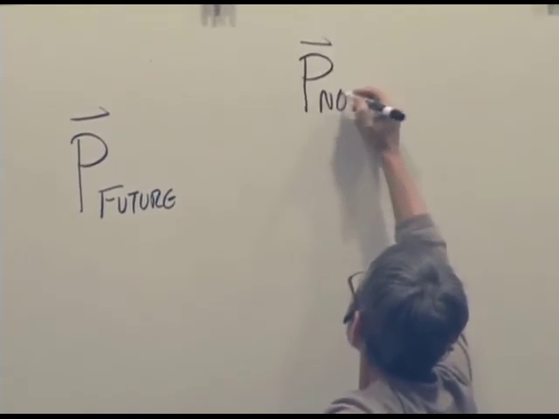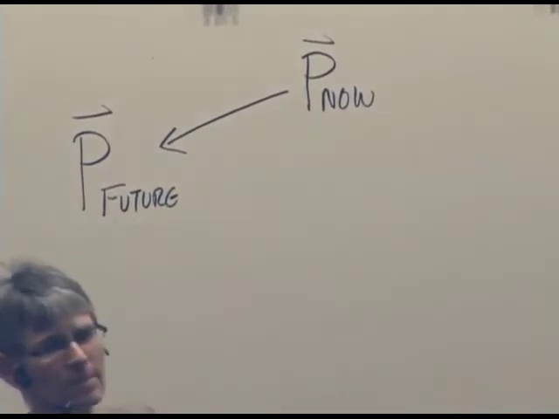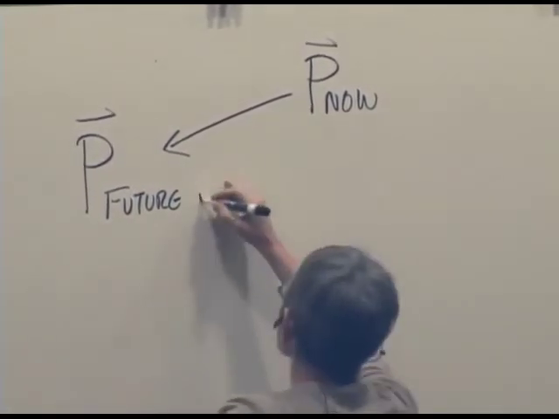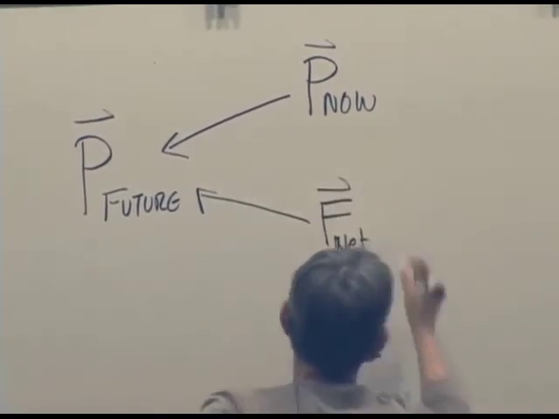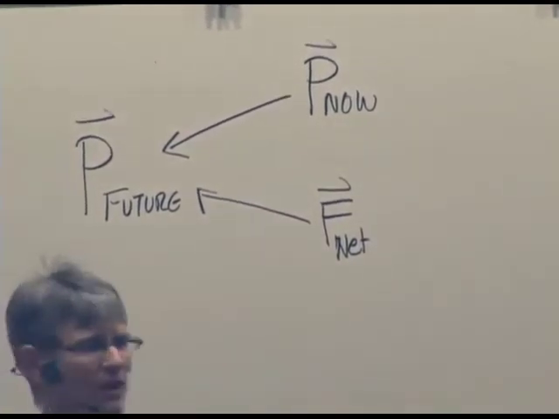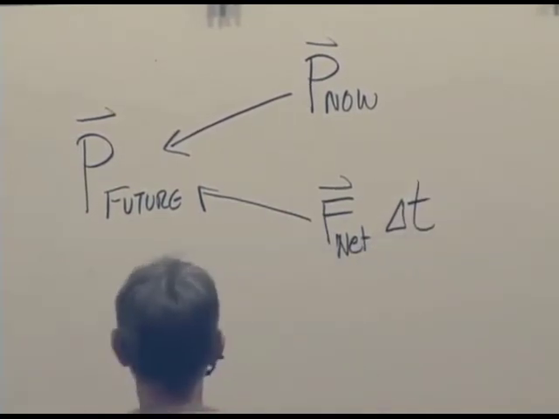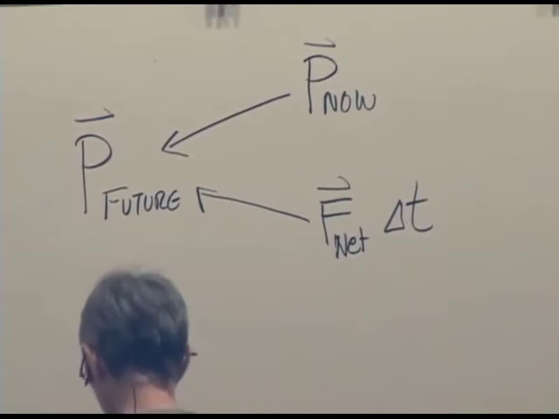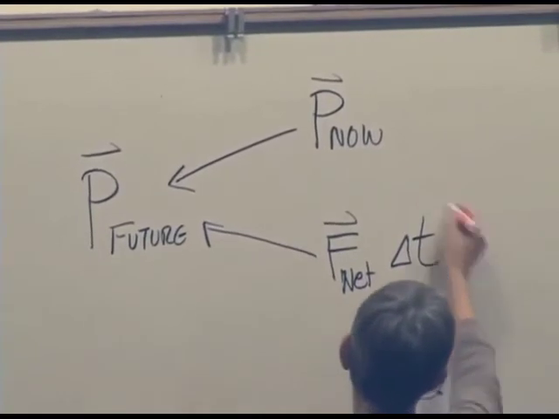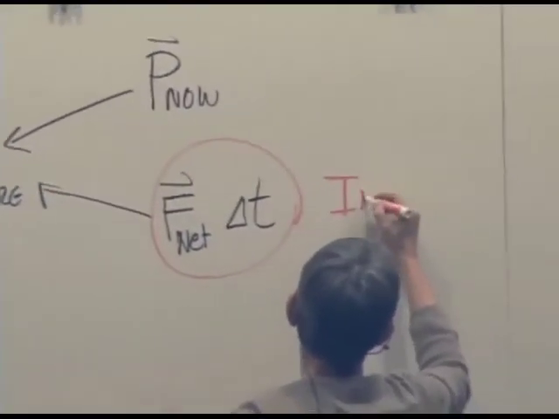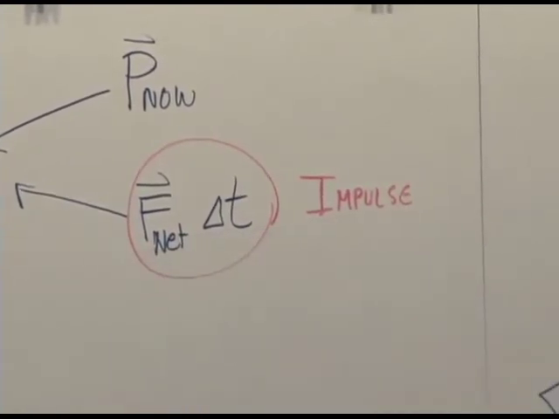It depends on the momentum of the system now, and it depends on the net force on the object due to interactions with objects in the surroundings, and how long the force acts, so acting over some time. This quantity, the net force times the time, actually has a name. It's called impulse.